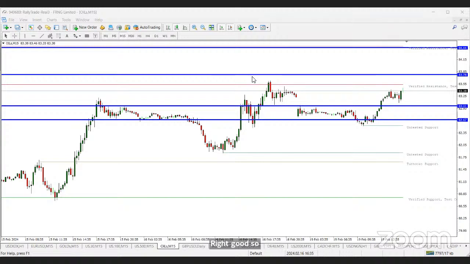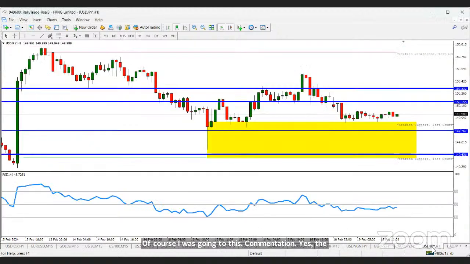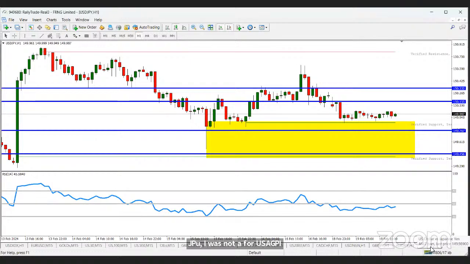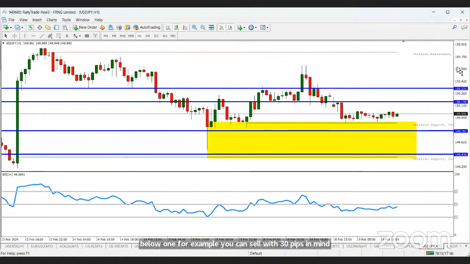Of course, I was going through the comment section. USDJPY was not a buy stop. For USDJPY, we said if price closes below 149.760, you can sell with 30 pips in mind, right? And then we said we also had our buy at 150.150. If price closes above 150.150, you can buy to around 150.300. Okay.